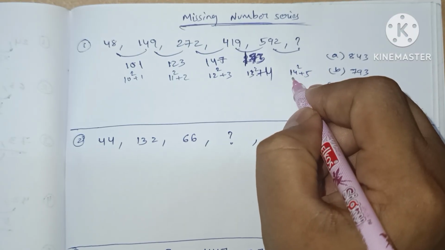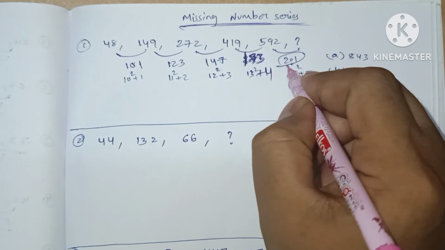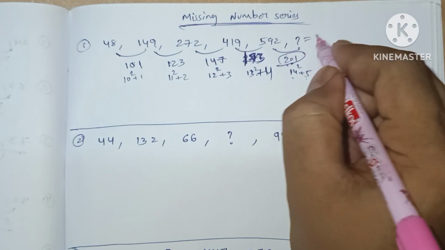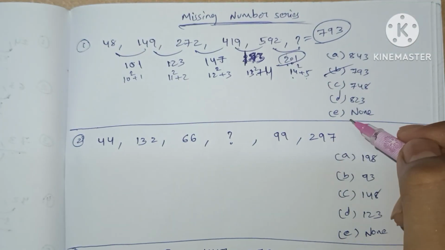14 square will be 196. 196 plus 5, 201. Here the 201 comes here. 592 plus 201, which will be 793. 793 is our answer, option B.